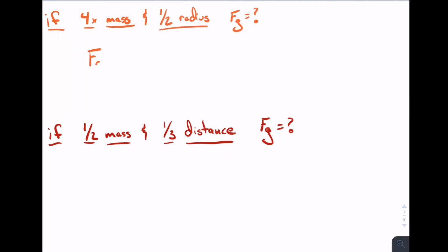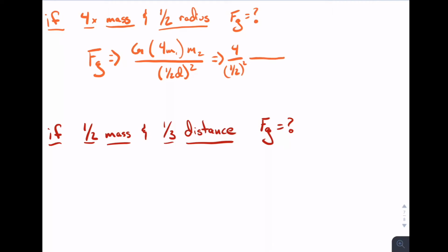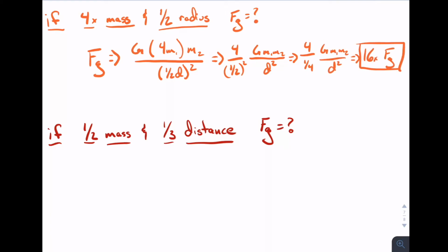Okay, so the answer for the first one here would be you'd put in 4 times the mass and 1/2 the distance. The 4 times the mass would increase the force of gravity. 1/2 the distance would also increase the force of gravity. When you put that together, you get 4 over 1/4. 4 over 1/4 simplifies down to 16 times the amount of force of gravity that you used to have. So you'd weigh 16 times as much. Let's take a look at the next one.